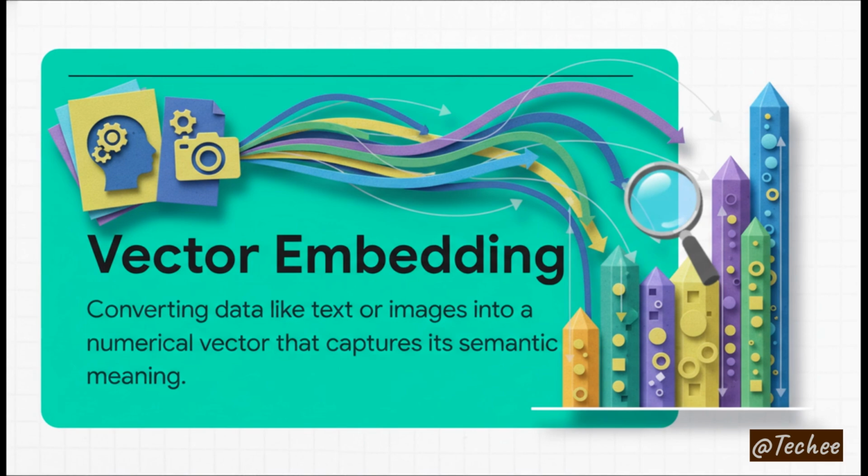Now, stick with me here. This is the process where an AI model takes, well, pretty much anything, a word, a sentence, a whole picture, and turns it into a list of numbers. We call that list a vector. But here's the crucial part. It's not a random string of numbers. It's actually a mathematical fingerprint that captures the meaning and the context of the original data.